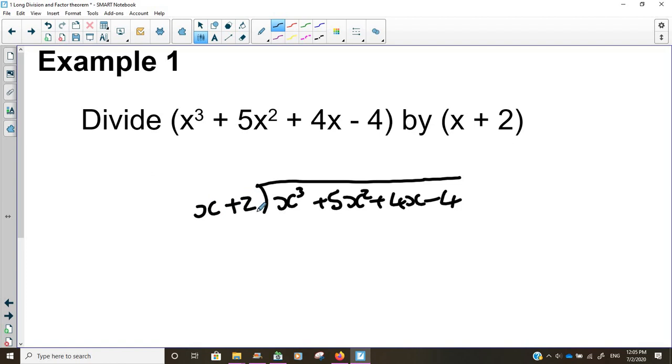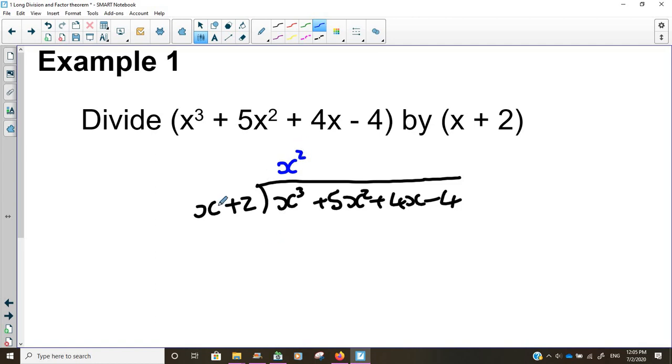Okay, now we start off by taking the first term in our linear expression, our x term, and we're saying how many times does x go into x cubed? That's kind of like our first digit or pair of digits. Or alternatively, you could think of it as what is x cubed divided by x? Well, the answer is x squared, so I'm going to write x squared on top there.